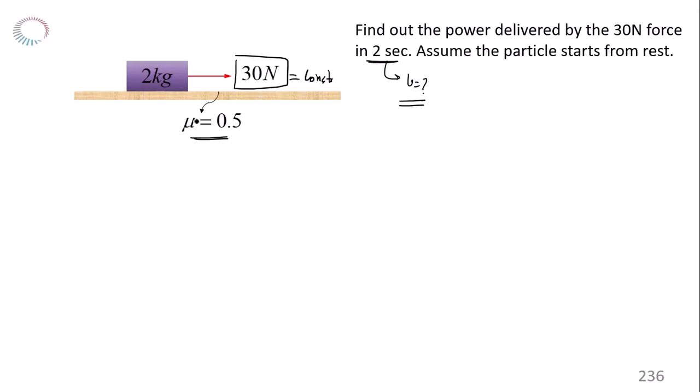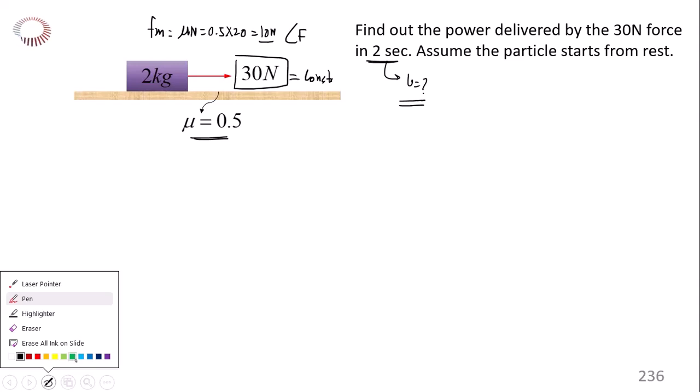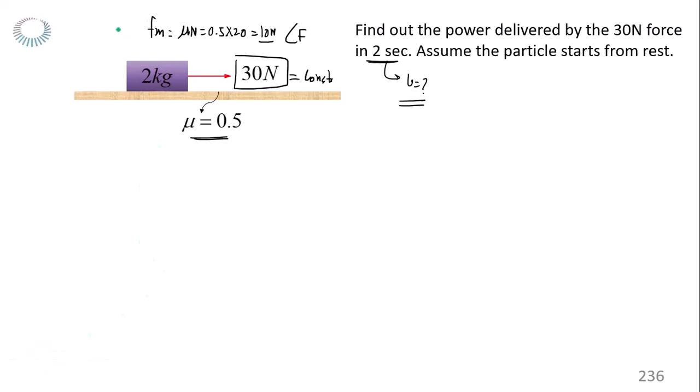So in order to calculate the velocity after 2 seconds, what do I have to do? On this body, what is the limiting friction that can act? Limiting friction is equal to mu into N. That is 0.5 into 20, which means 10 Newton. Since the limiting friction is less than the applied force, the body will move. So first you have to check whether the body can move or not. I calculated the limiting value of friction and got 10 Newton. That means the body will move.